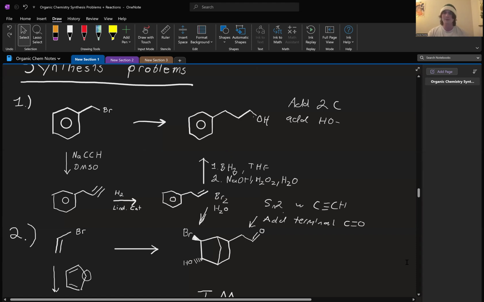I like to write little notes about the process, because basically synthesis is like following a recipe. So synthesis problems, you've got to think about them like a recipe. Like if you were given a cake and you had to dissect it, you would first go from the outside in. So you would first say, okay, what's the icing being used here?